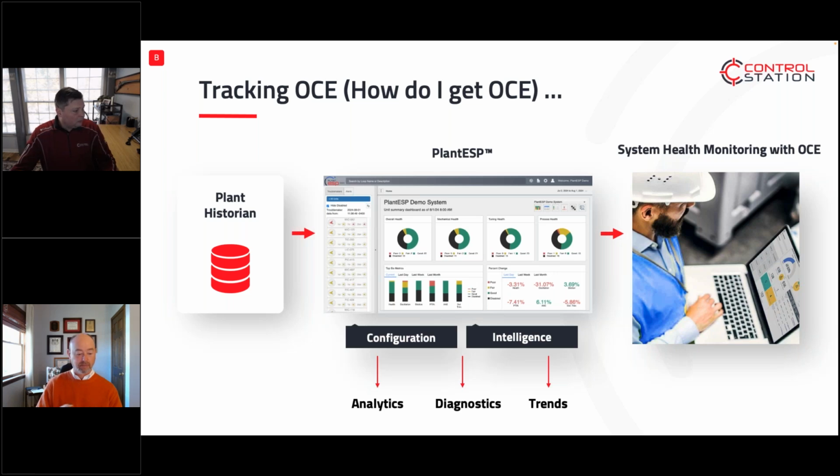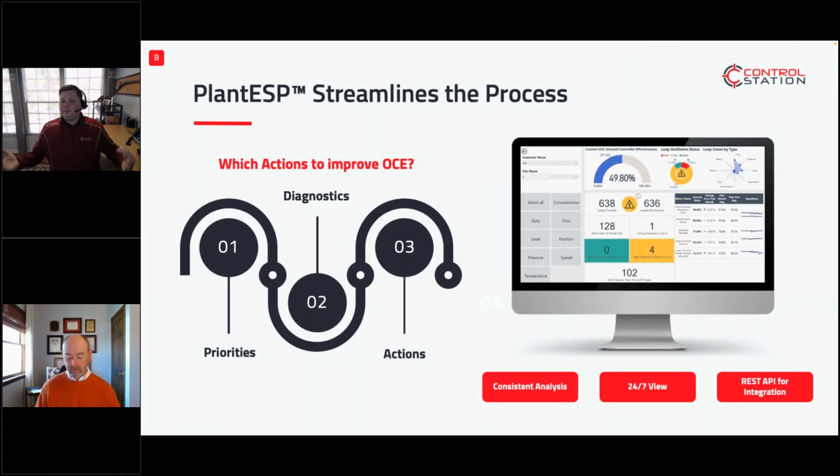And so, when we talk about how Plant ESP helps you streamline this process, really what it's designed to do is to help you have those tools for a consistent analysis. We're getting the data in a consistent fashion. We have dashboards, we've got services with a 24/7 view to be able to help you identify where those opportunities are, provide the priorities and diagnostics and the actions to make sure that you follow through with the process.